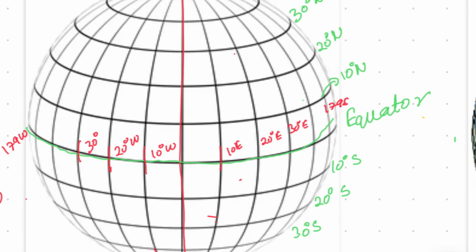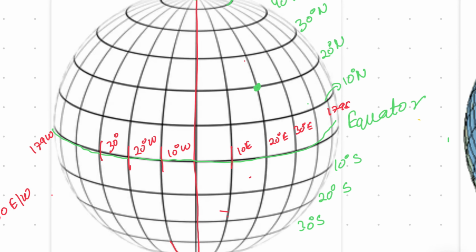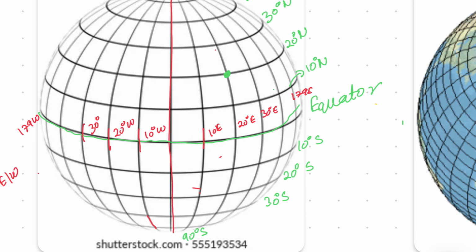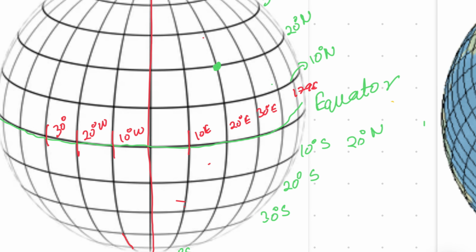Okay, now if someone is standing here, how do we write it? So first we'll take latitude. It is on latitude 20 degree north. Then we'll take longitude. This longitude is 20 degree east. So it is going to come out to be 20 degree north, 20 degree east. That's how we write coordinates or position on our Earth.